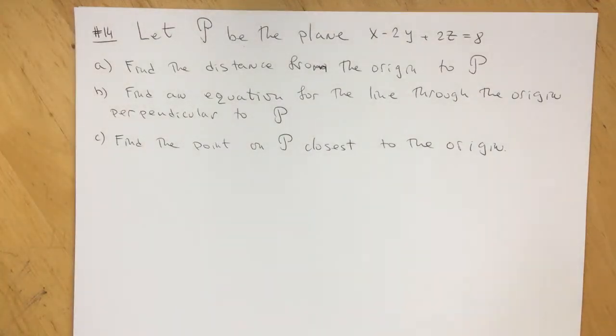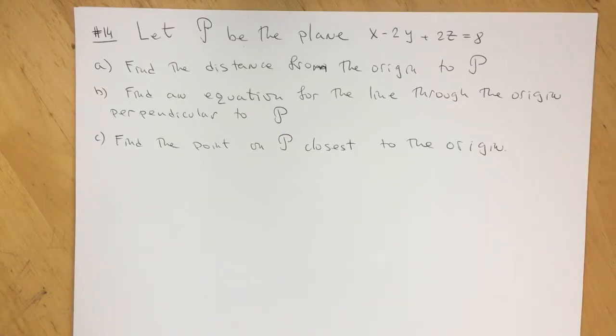Okay, in this video we'll do a bit of review from vector geometry. As I promised, we'll do problem 14 from the final, December 2012. Okay, and the problem says let P be a plane given by this equation, x minus 2y plus 2z.